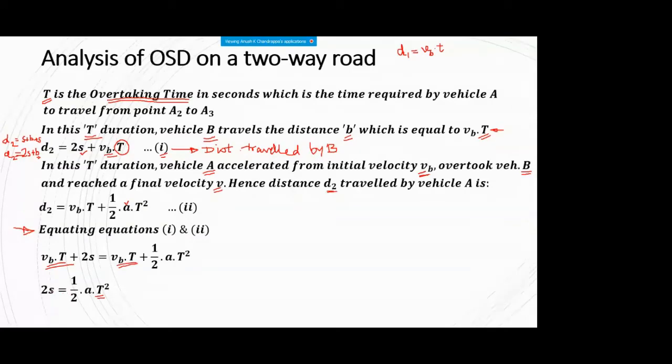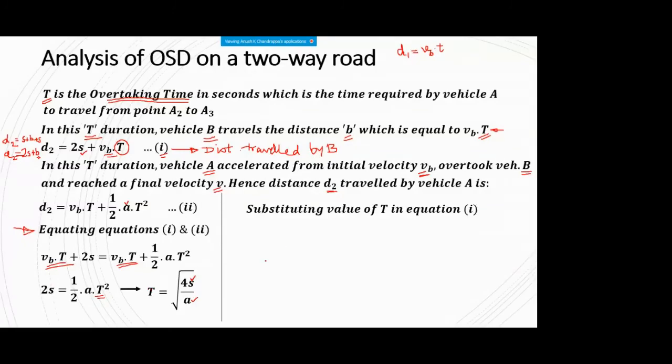So up till this stage, 2S is equal to 1 half AT square. Now I want to find out the capital T, so I'll just rearrange the terms. So that gives me capital T is equal to under root 4S upon A. In this equation, I know the value of S because I have an empirical formula for it. I know the value of A because I know the acceleration of the overtaking vehicle. So knowing these two values, I'll be knowing the value of T.